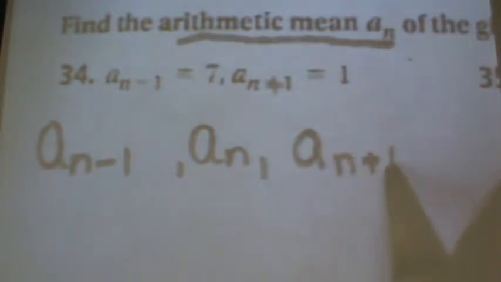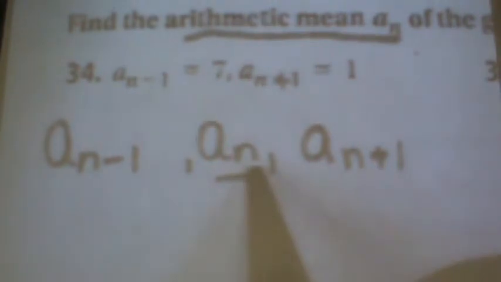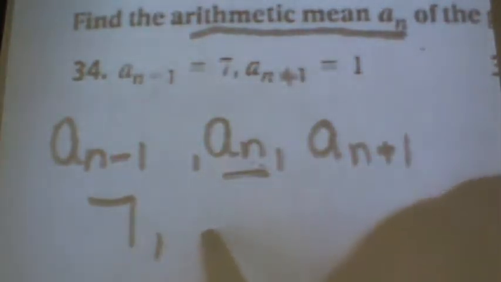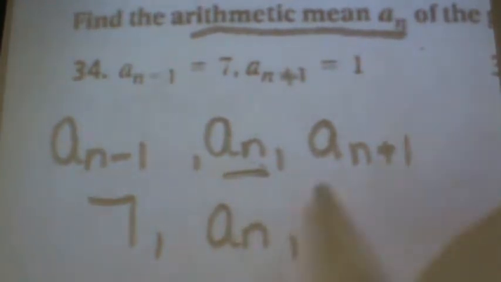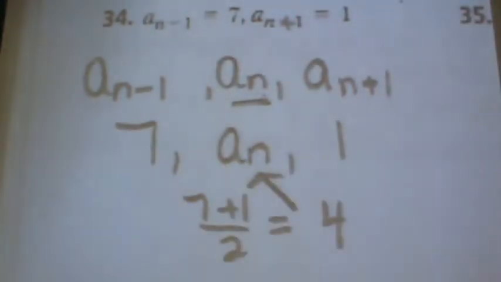Does that make sense? So if you want the middle term, and they give you the previous one, which is 7, and they give you the next term, which is 1, how do you figure this one out? Add them together and divide. Add them up and divide by 2. It's the average. What is 7 plus 1 divided by 2? 4. That is a sub n.